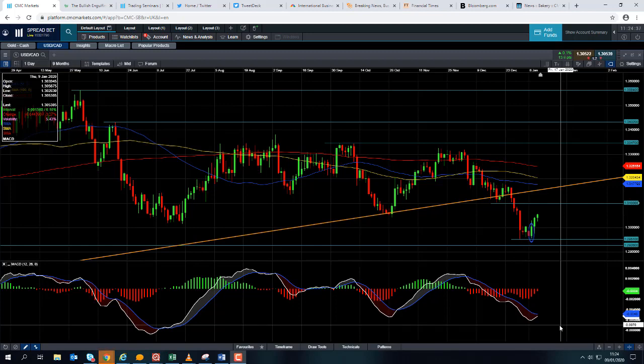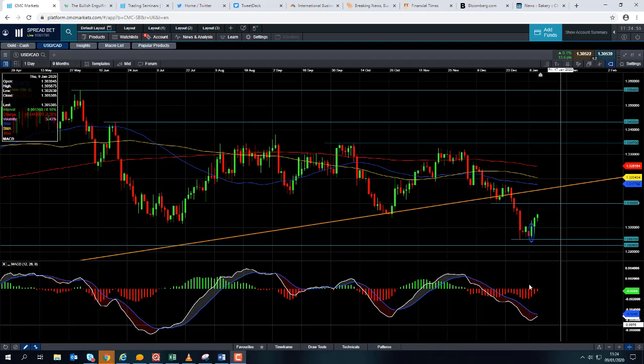Today's date is Thursday, the 9th of January 2020, and the time has just gone 11:20 GMT. And this week's Chart of the Week is the US dollar versus the Canadian dollar, the dollar CAD.